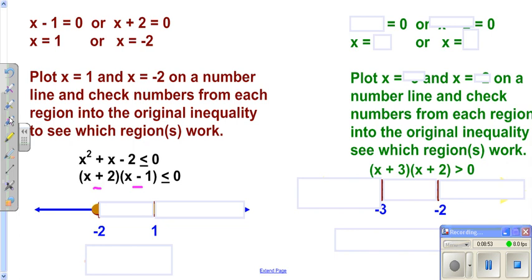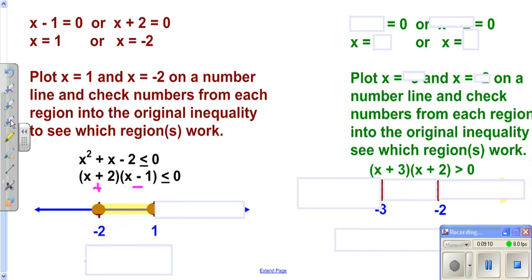We try a number in between, say 0. 0 plus 2 is positive. 0 minus 1 is negative. Is a positive times a negative, which is a negative, going to be less than 0? Yes, because negatives are less than 0. So we tried a number in between. It worked. We're going to shade there.